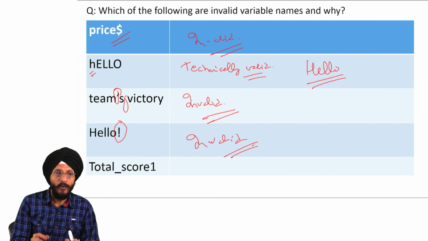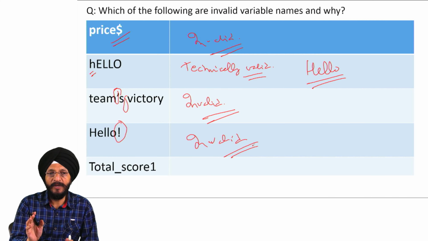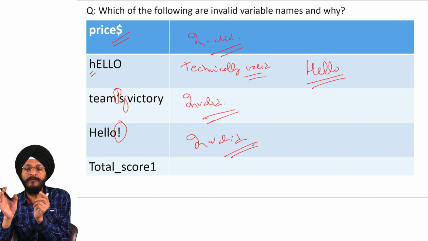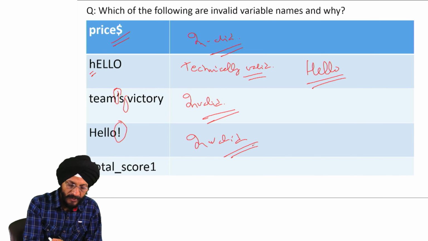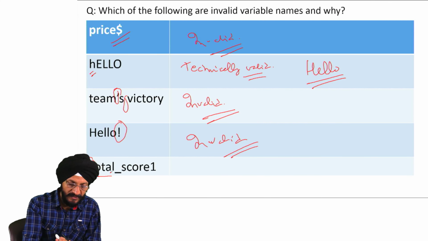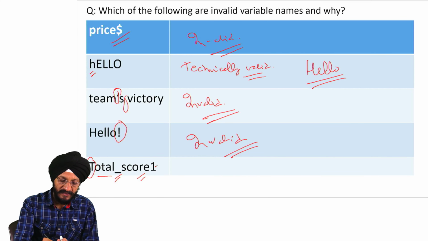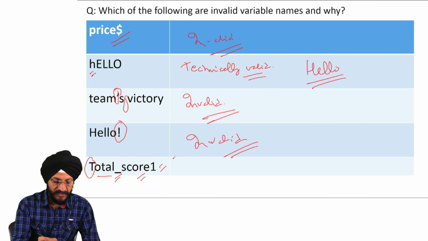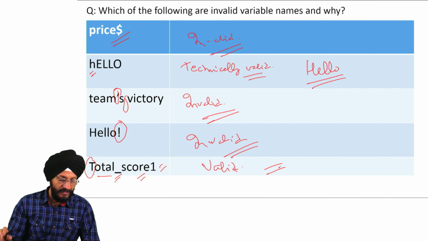Now the next is Total_score1. As per variable naming conventions, we can make use of letters in small or capital A to Z. We can make use of digits 0 to 9. We can also make use of underscore. So here we can find that it is in capital letter, then these are in small letters. Here it is underscore, then score is written in letters, then there is a number. So it does not violate any variable naming conventions. So here it is a valid variable name.